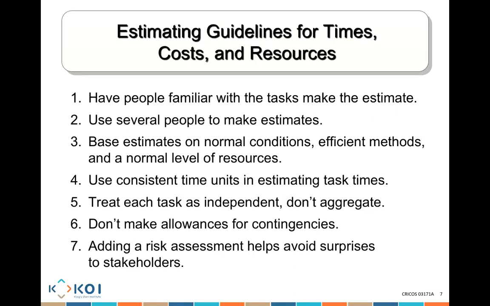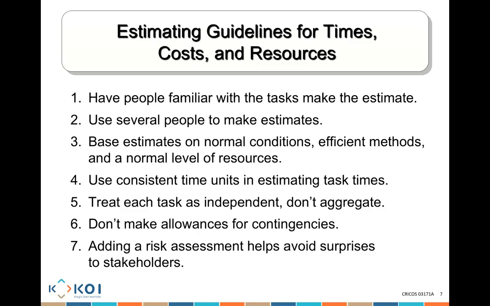So you need to get people who are familiar with the job being asked. If you want development, ask the developer. If you want testing, ask the tester. You want accurate estimates? Use more than one person. For example, 3 developers estimating an activity is better than 1 person estimating it. Make your estimation based on normal conditions, efficient work, and a normal level of resources, not if we employ more people. Just normal: how long is it going to take a person?